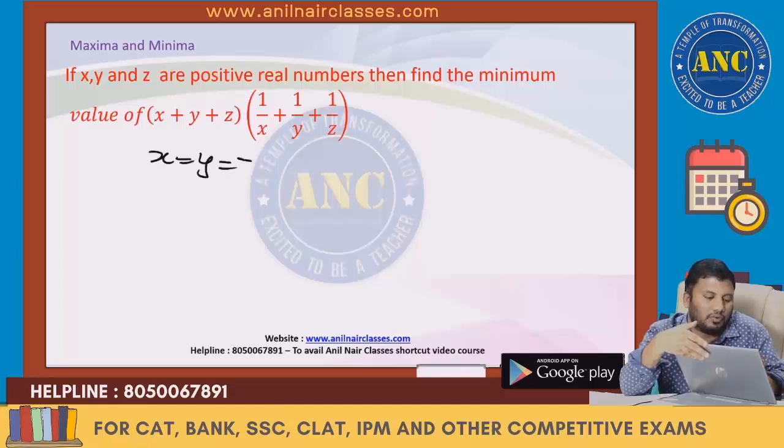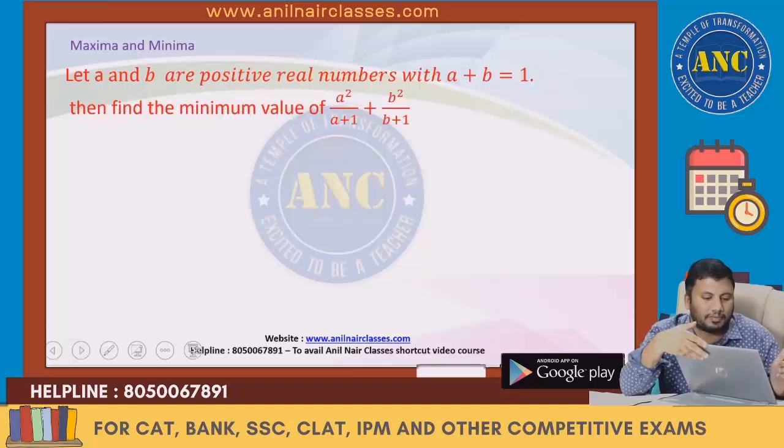X equivalent to Y equivalent to Z. 3x into 3 by x. Answer is 9. Symmetric function.